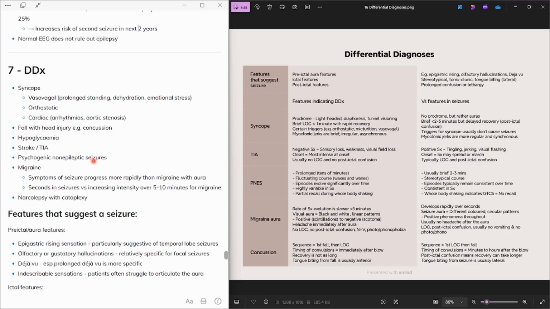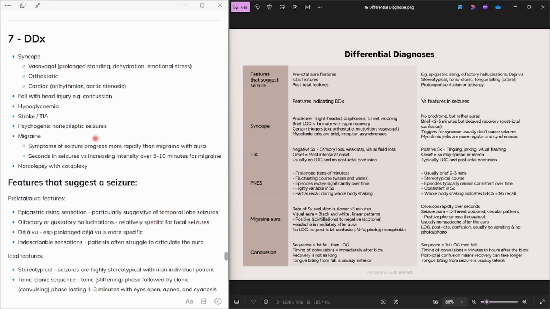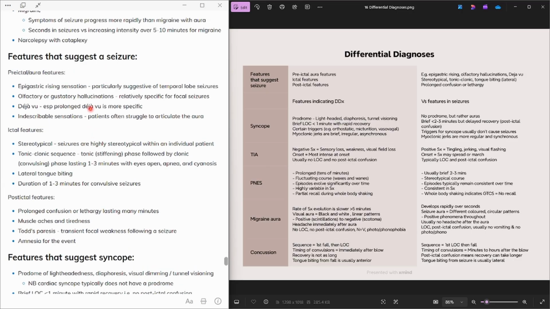The examples that we'll cover will be syncope, fall or head injury such as a concussion, stroke and TIA, psychogenic non-epileptic seizures, and migraines. Hypoglycemia is obviously another differential for seizures, but that can be easily identified with a blood sugar test, which every patient with an altered mental status or a suspected seizure should have anyway. So let's first identify features that suggest a seizure.